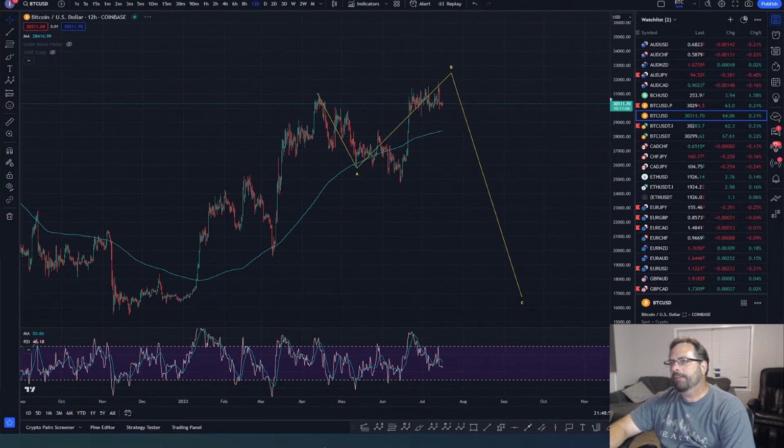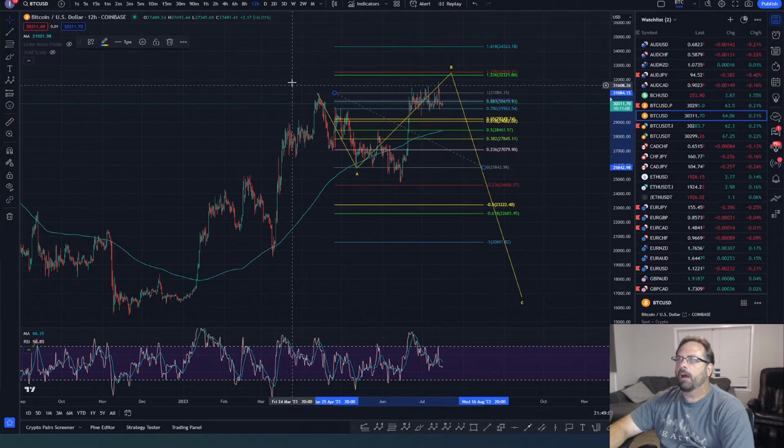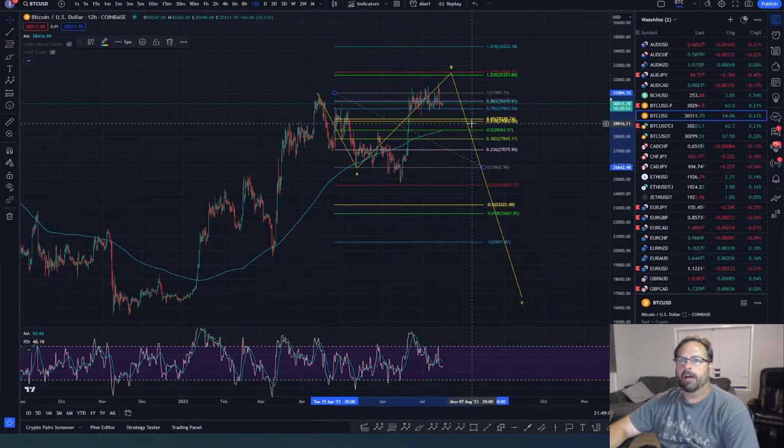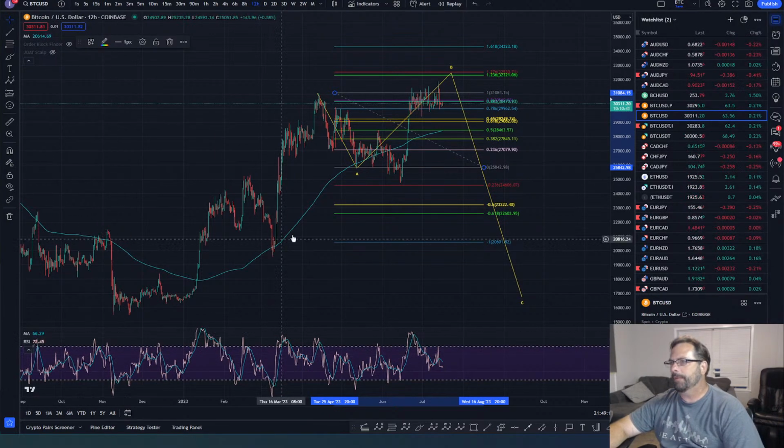In fact, when we pull the retrace fibs, we have a really nice target at 32.5. Yeah, we're going to do an analysis of the entire market here. I'll show you what I'm expecting.